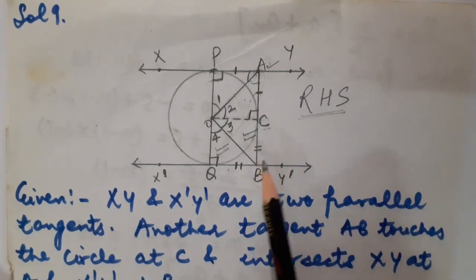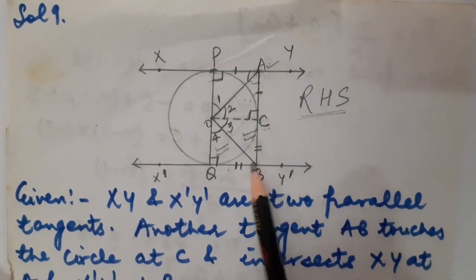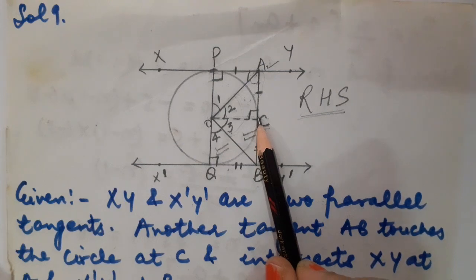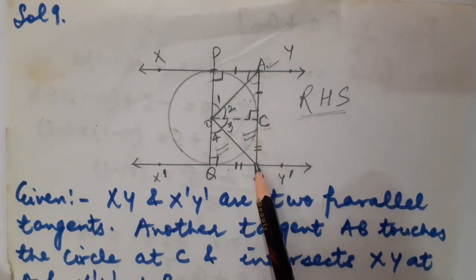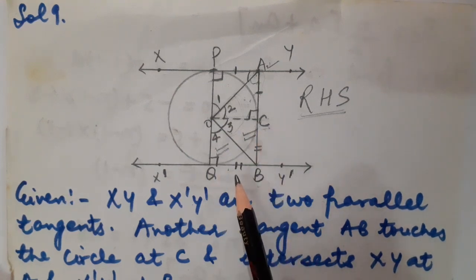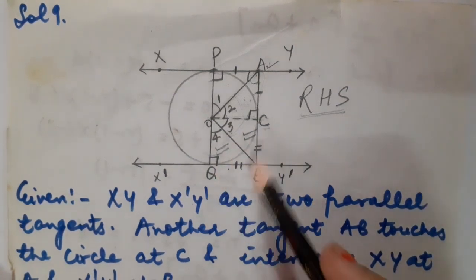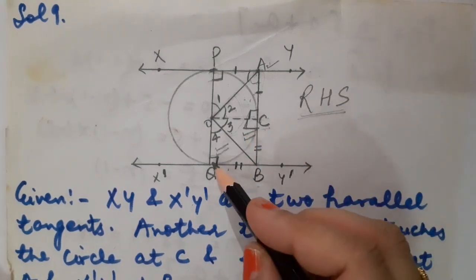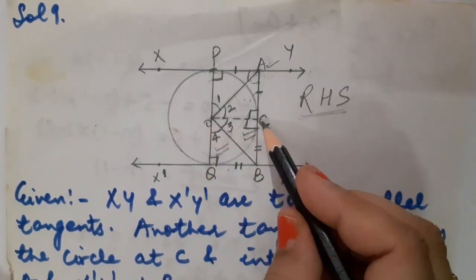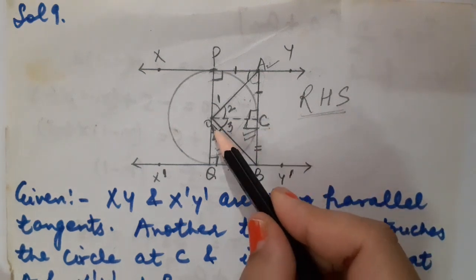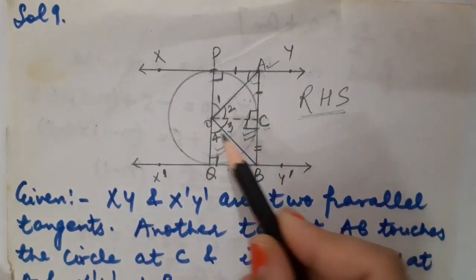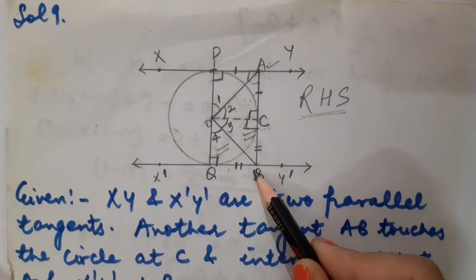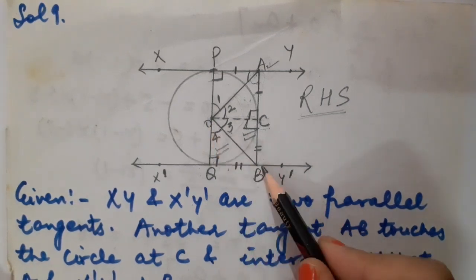How? Look. Here B is the external point, so BQ must be equal to BC. Why? Because the length of the tangents drawn from the external point to the same circle is equal. And they both will be of 90 degree. This will also be of 90 degree while straight line angle. And you know that radius is perpendicular to the tangent. So I can say that OQB must be equal to OCB. And this OB is common.